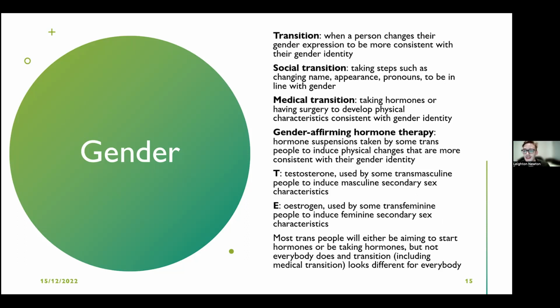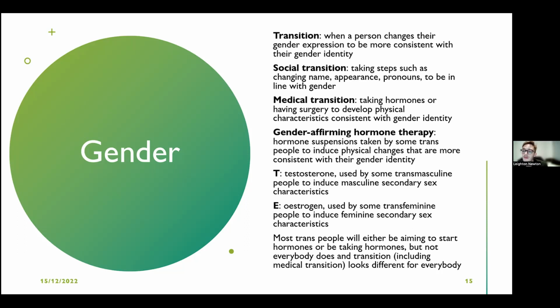And then some more things. So we've got transition. When a person changes their gender expression to be more consistent with their gender identity. So you might hear people talking about when they started their transition. So that's when they started to present more consistently with who they are. And generally it's split into two categories. So you've got a social transition, which is transitioning socially. So taking steps like changing your name, doing things with your hair and your appearance, and that kind of thing. Telling people to use different pronouns to refer to you to be in line with your gender.